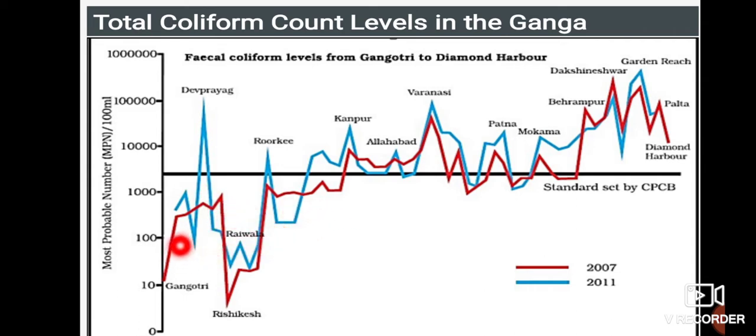You can see in each and every place the amount of coliform bacteria in the river Ganga ranges from one place to another, and comparing 2011 and 2007, you can see the amount of coliform bacteria has been increasing day by day. It causes a number of problems because of throwing dead bodies or even the ashes or any other left behind things into the river Ganga in the name of different rituals.